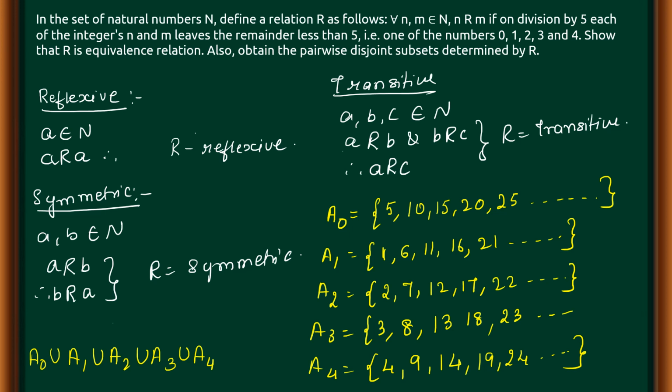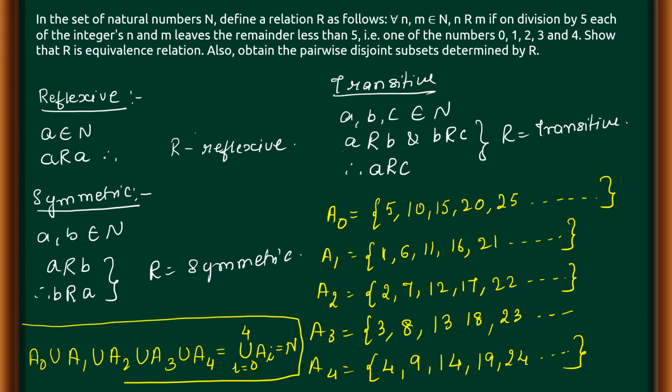So basically, as they have given it, if you take the union of all the Ai, where the remainder ranges from 0 to 4, of all the numbers included, this will give you the set of natural numbers. This is exactly how they have written and explained it. This is what you have to understand. Getting it? I hope you got it.